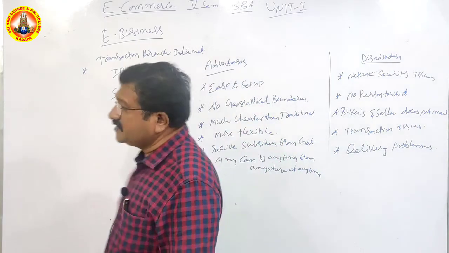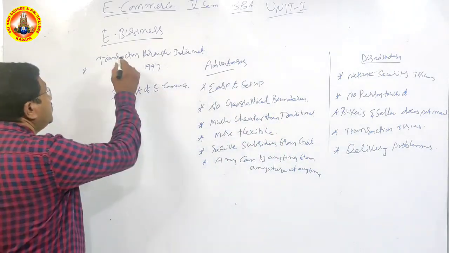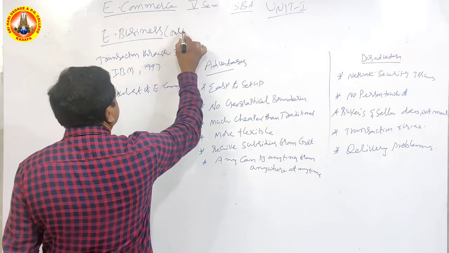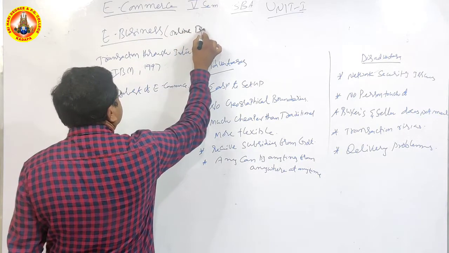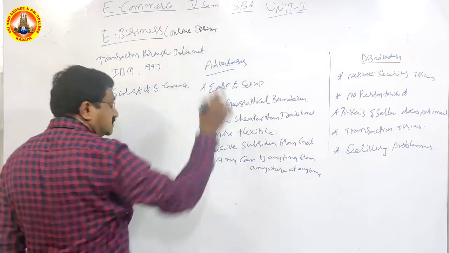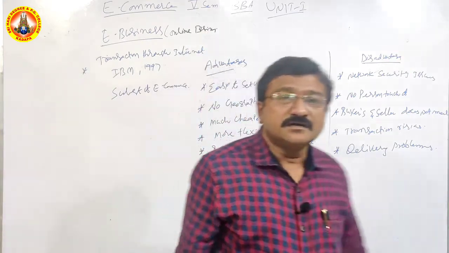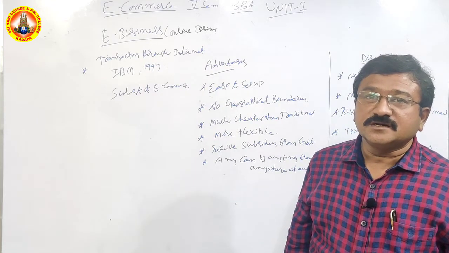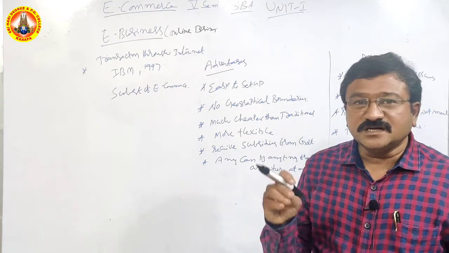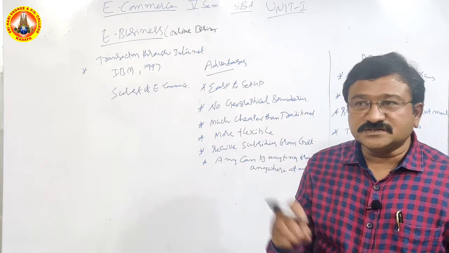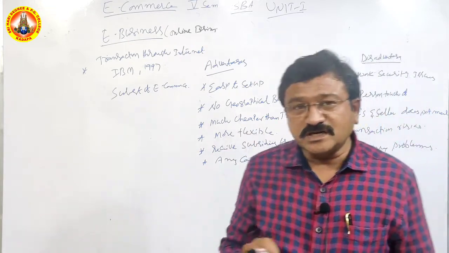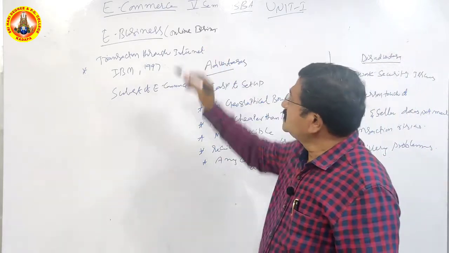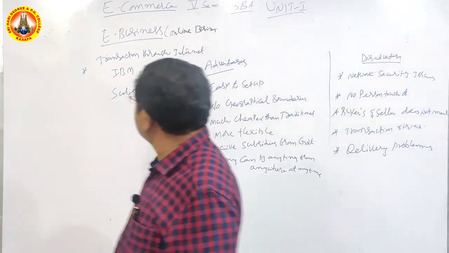The first topic in the first unit of e-commerce is e-business, or sometimes we call it electronic business or online business. It means conducting transactions through the internet. That means buying or selling or doing any communications or any transaction over the internet, which we can call e-business or electronic business.